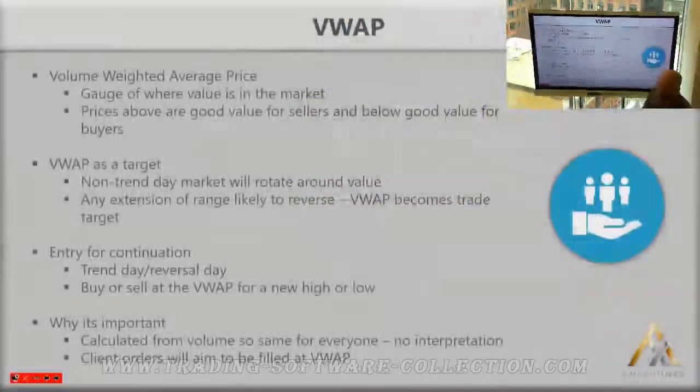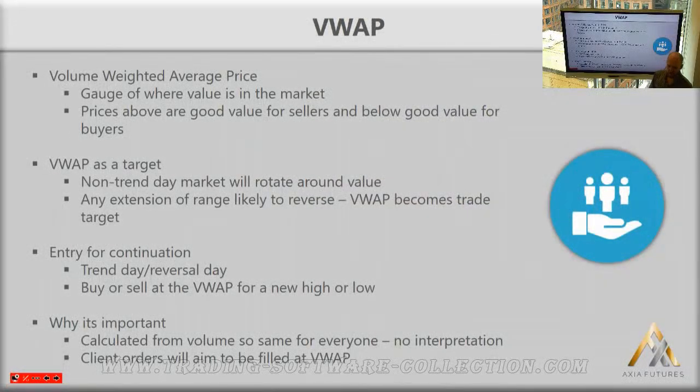What's VWAP? Volume weighted average price. The idea of VWAP is it gives you the midpoint of where volume is traded to, so your average volume. The point of it is to gauge where value is in the market. So theoretically, anything above the VWAP is good value for a seller. Anything below the VWAP is good value for a buyer.